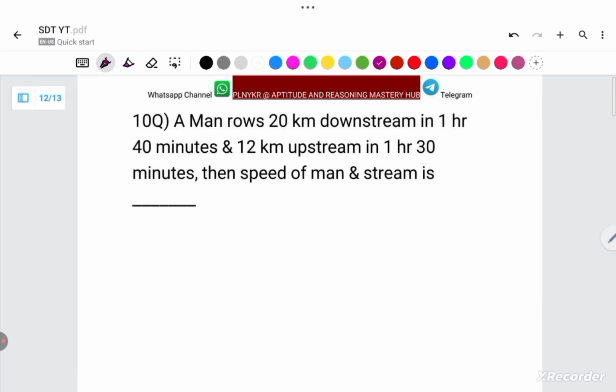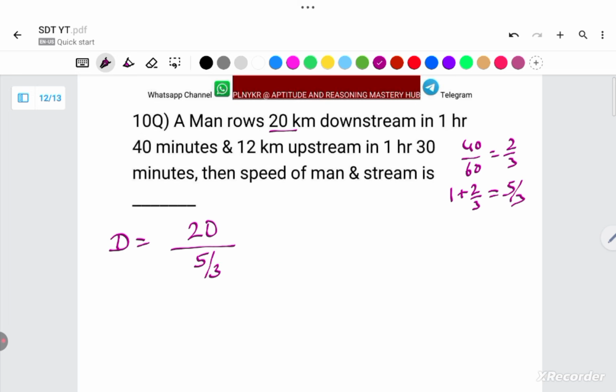The same question related to the previous one, but only the values have been changed here. First, we'll find the downstream speed, which will be equal to the distance, here 20 kilometers. The time is 1 hour 40 minutes. We'll convert it to hours. 40 minutes means 40 by 60, which is 2 by 3 hours. But it is 1 hour plus 2 by 3, which means 5 by 3 hours. So the time for downstream is 5 by 3 hours. After cancellation, 5 goes into 20 four times, 4 into 3 is 12 kilometers per hour.